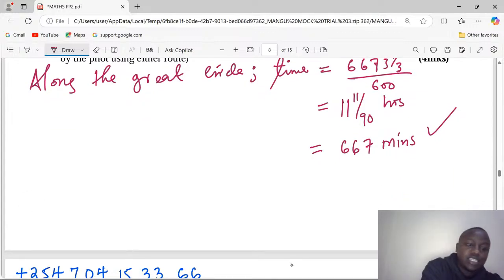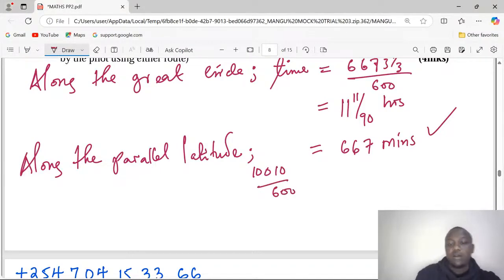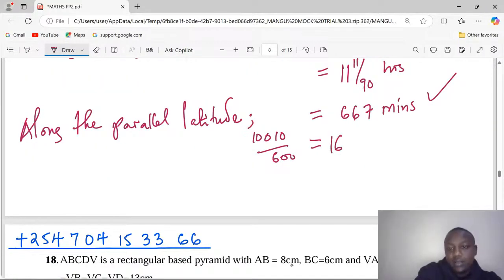Then along the parallel latitude, we have to take the distance as 10,010 over the same speed of 600. And this will give us 16 hours and 41 over 60.